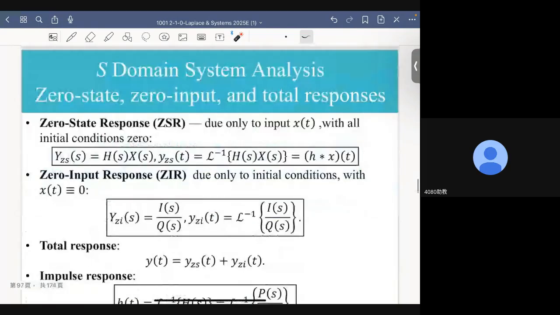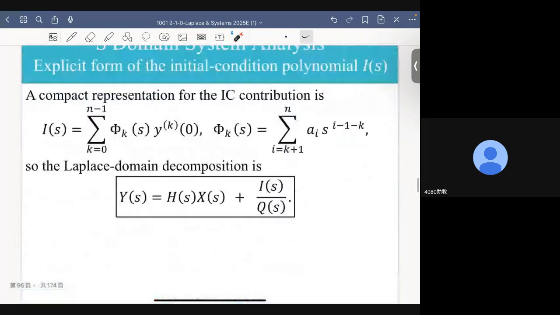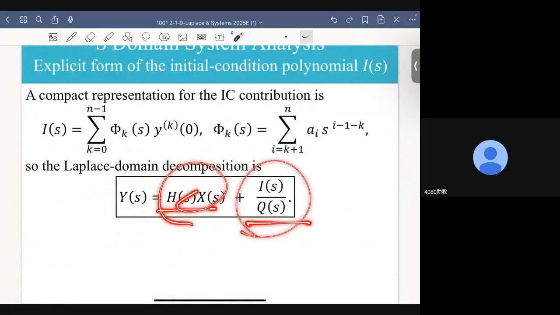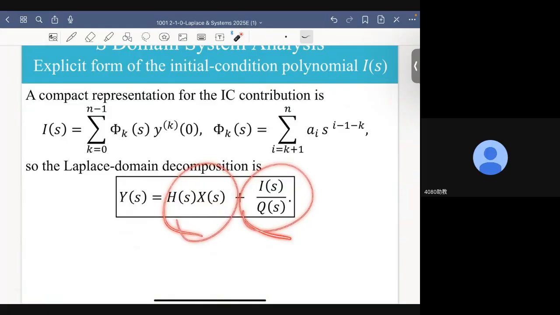Now, since the output is made of these two terms, we need to study them one at a time. Why do we have to study them one at a time? Because they represent different stories. This is about initial condition. This is about the input, okay?